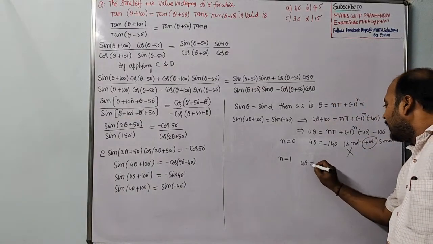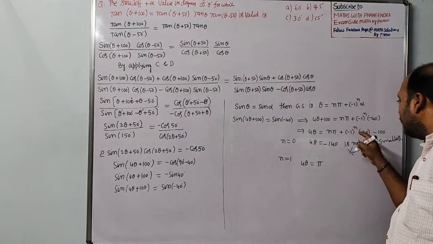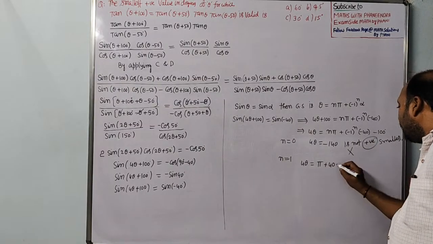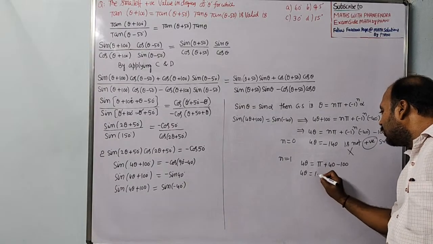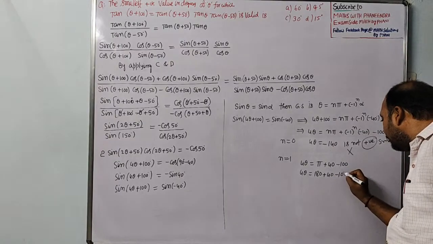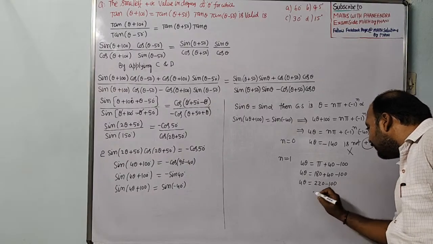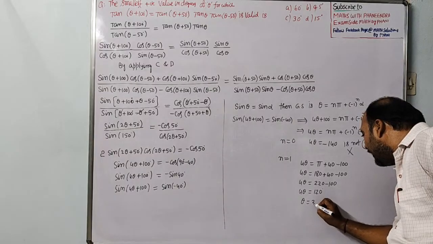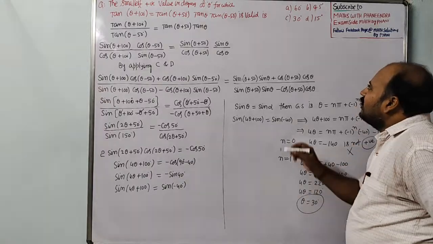So 4 theta equal to, if n is equal to 1, pi means 180 only, no? Minus of minus, plus 40, minus 100. So 4 theta is equal to 180 plus 40 minus 100. So 4 theta equal to 220 minus 100, so 4 theta equal to 120. So theta equal to 30 degrees only. So theta equal to 30 degrees is the smallest value.